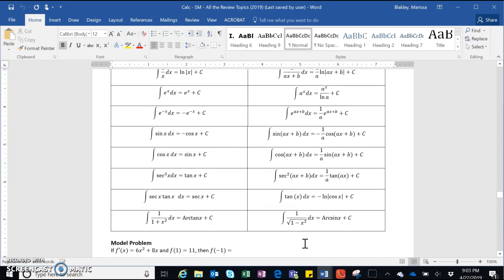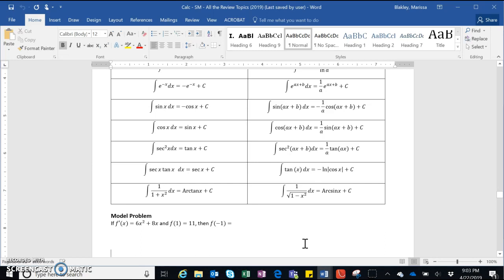And if these aren't just second nature yet, I would recommend flashcards or whatever, but drilling as many of these as you can so that you're ready to rock and roll with all these things.